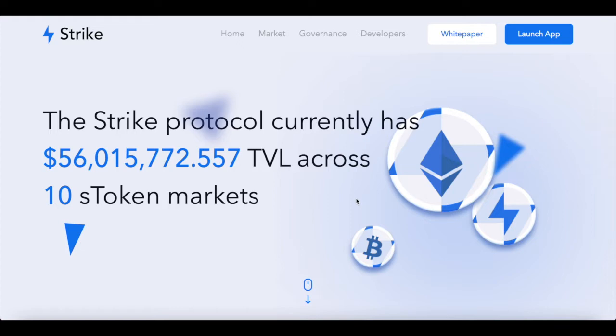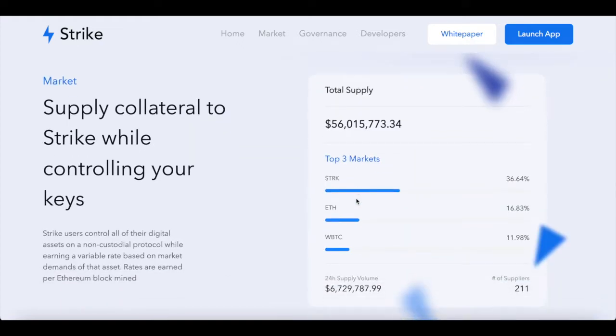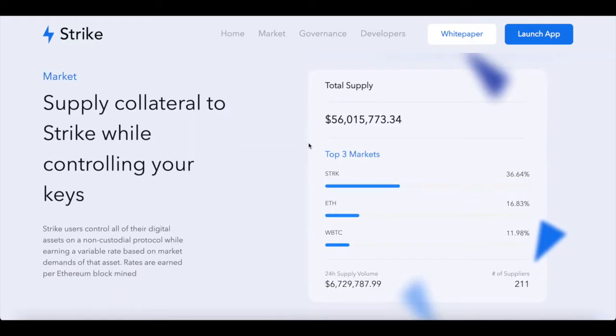STRK users are in control by interacting with the STRK utility token to govern and operate the platform with consensus. A decentralized platform where it's actually managed by the community rather than a central party.